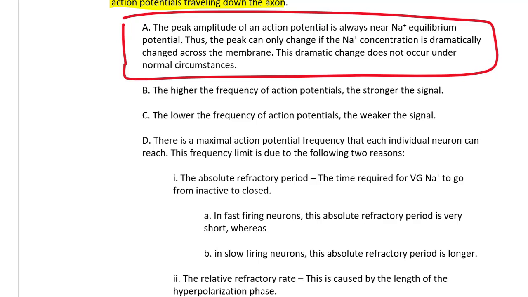The higher the frequency of action potentials, the stronger the signal. The lower the frequency of action potentials, the weaker the signal. There is a maximum action potential frequency that each individual neuron can reach. This frequency limit is due to the following 2 reasons. Each neuron is going to be unique. Some neurons are going to be fast firing, meaning that the maximum frequency at which they can fire action potentials is very high, where some are going to be slower firing, meaning that the maximum action potential frequency they can reach is lower. And here are the reasons.